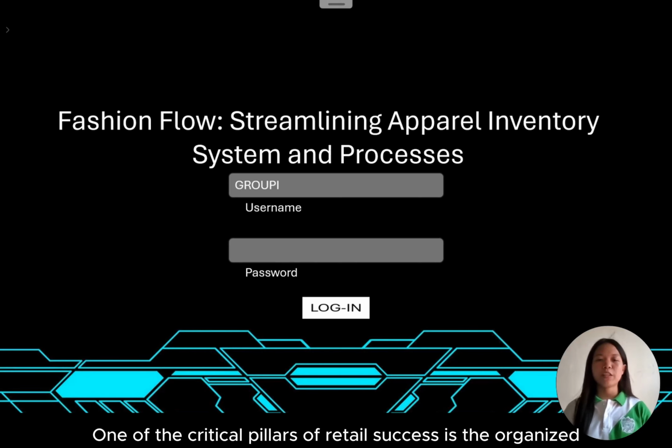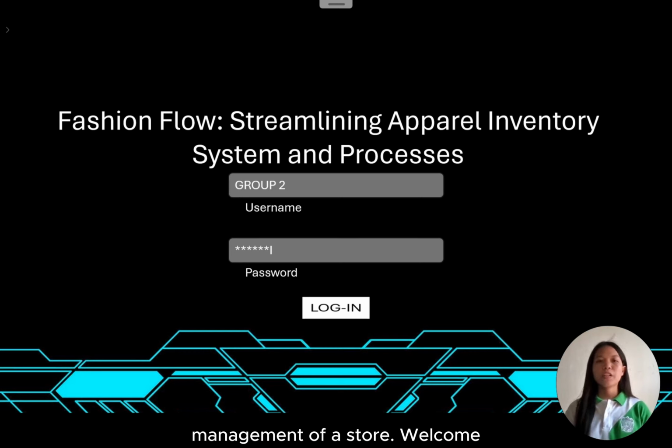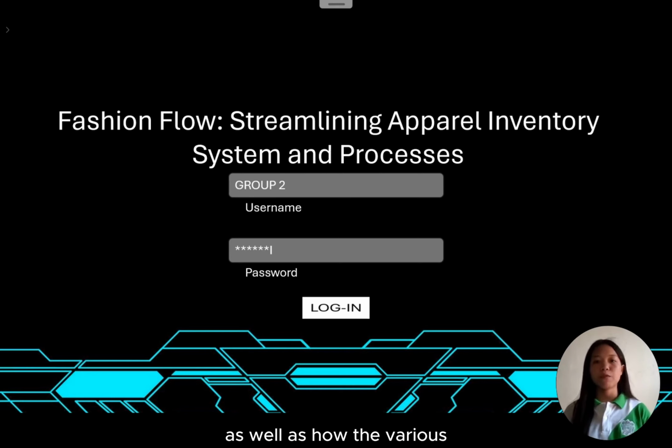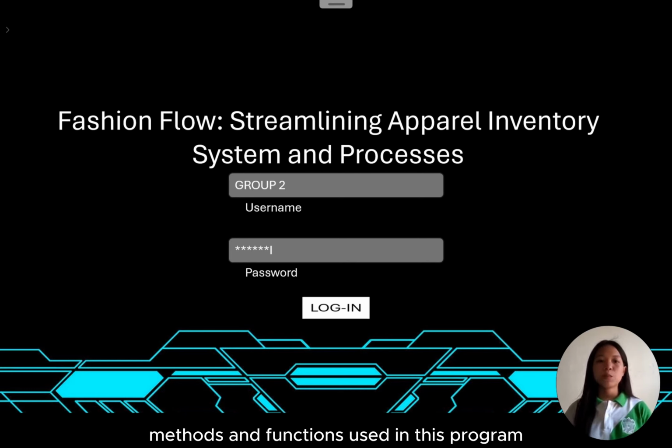One of the critical pillars of retail success is the organized management of a store. Welcome to our presentation today about Fashion Flow, streamlining apparel inventory systems and processes. Throughout this presentation, we'll discuss the step-by-step process of how the software code of this project works, as well as how the various methods and functions used in this program help the project attain specific goals.